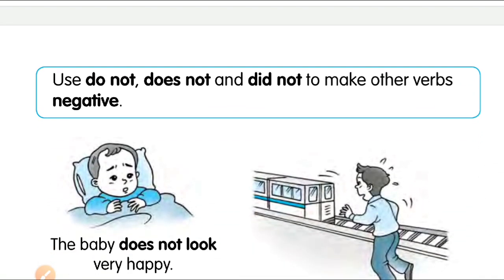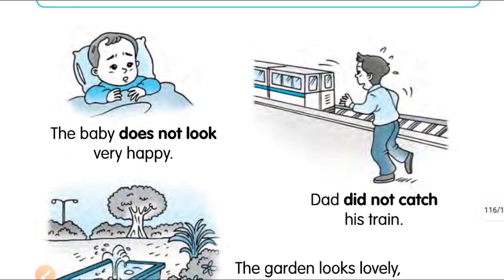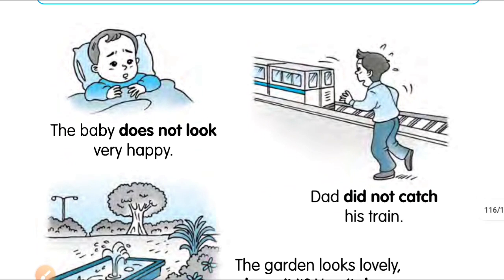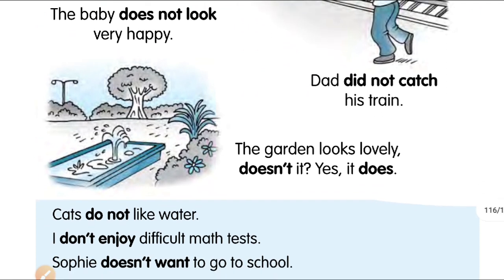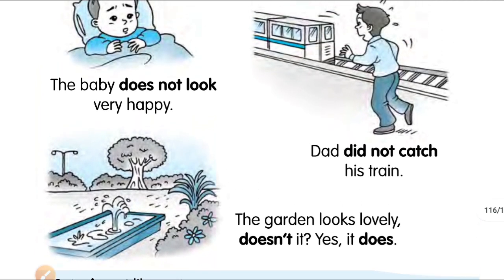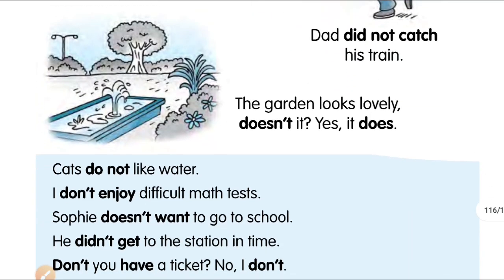Use of do not, does not and did not to make other verbs negative. If you want to use the verbs in negative format, you can use like: the baby does not look very happy, dad did not catch his train, the garden looks lovely, does it not? Yes, it does. So you can use not after does, did and do to make negative sentences.